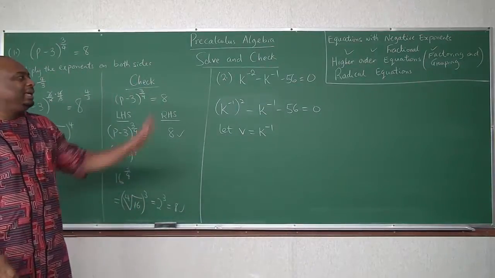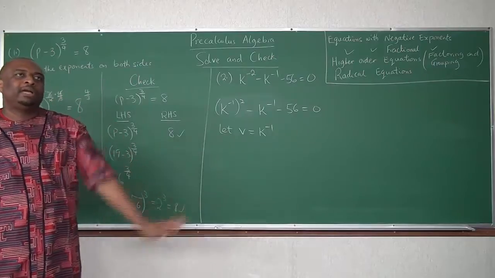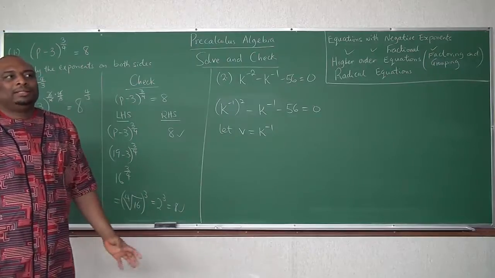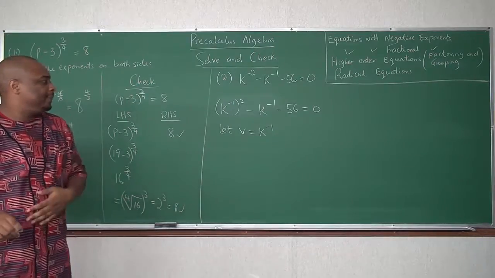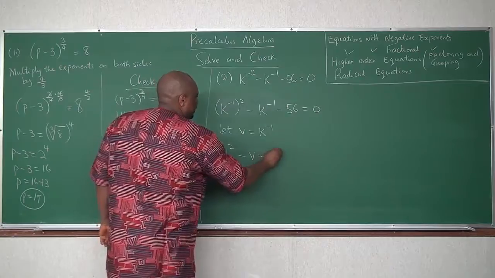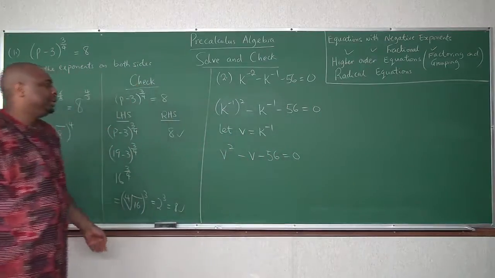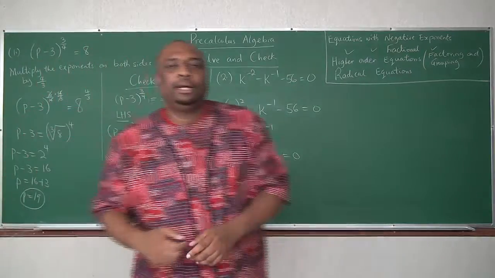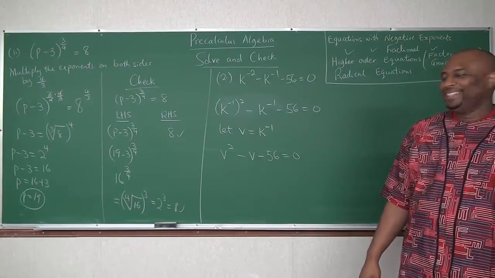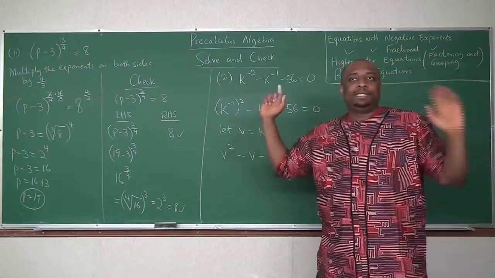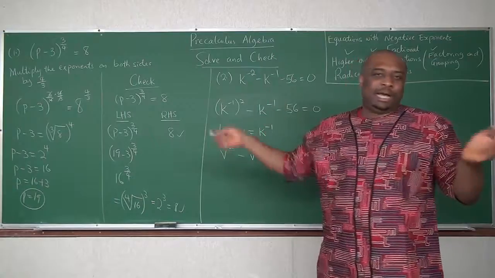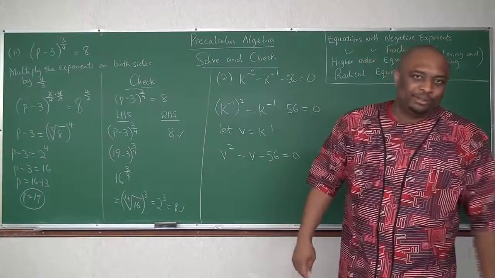Anytime at all you see equations like this that have negative exponents, you want to do some substitution to make it simpler. So once we now have this, we can see that this means v squared minus v minus 56 equal to 0. You see, I have now made it simpler, a quadratic equation. Okay? So now we factorize. Please, we now do factoring. View the videos I did on factoring. I will not be teaching you. These are the prerequisite videos, factoring.